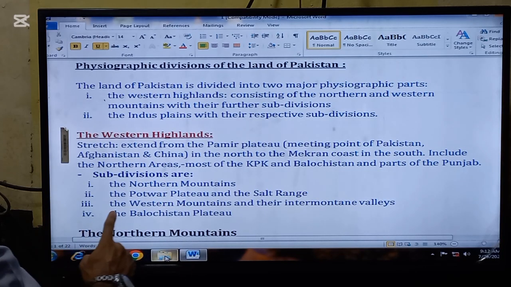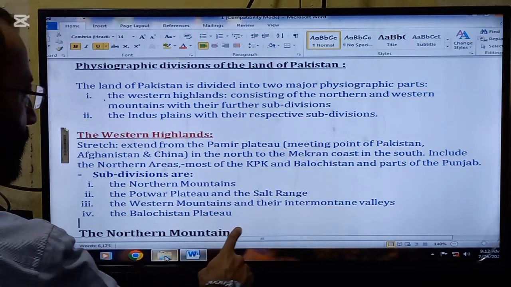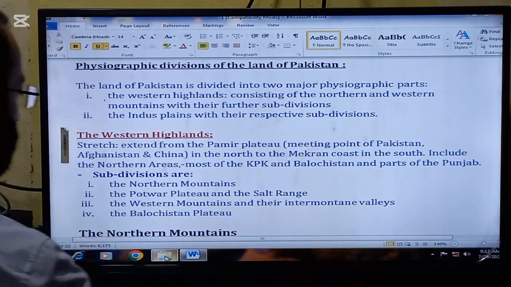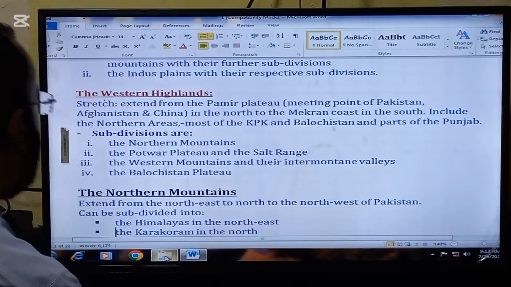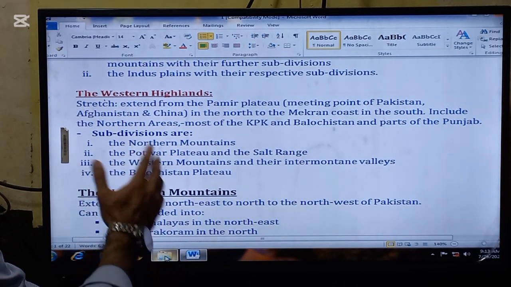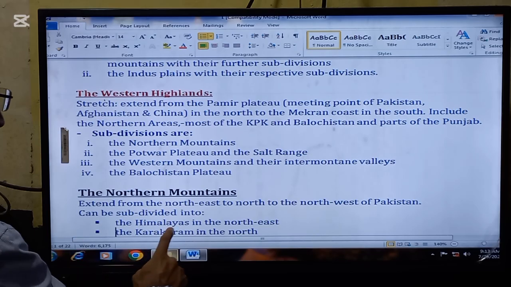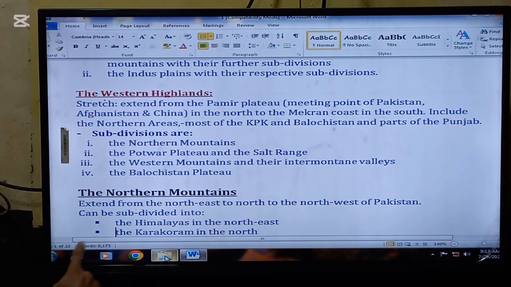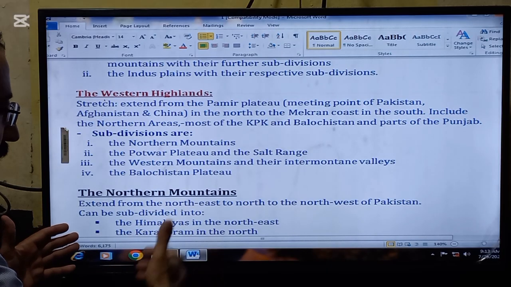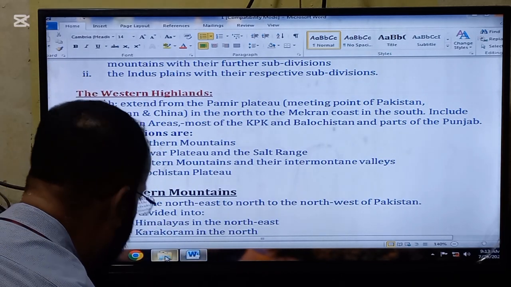The first part is the Northern Mountains. The second is the Pothwar Plateau and Salt Range. The third is the Western Mountains and their intermontane valleys. And the fourth one is the Balochistan Plateau. So here we are going to read the first subdivision of the Western Highlands. The Northern Mountains extend from the northeast to the northwest of Pakistan and can be subdivided into these parts. So one by one we will read everything.